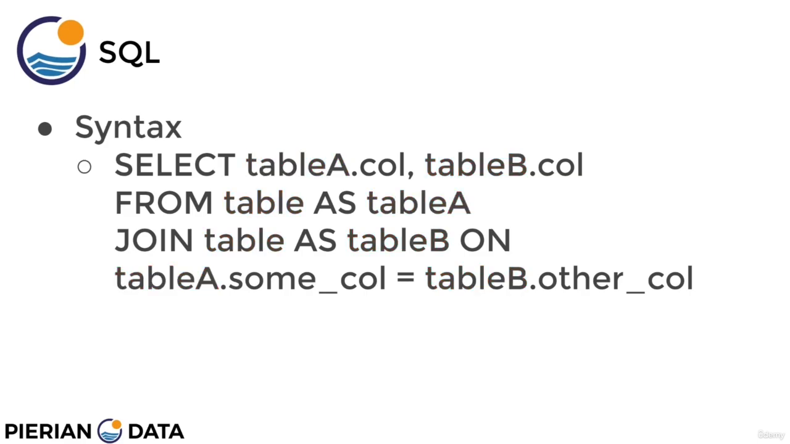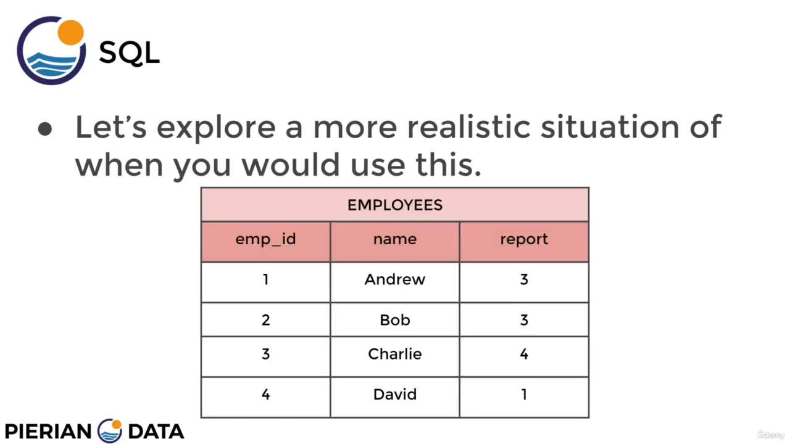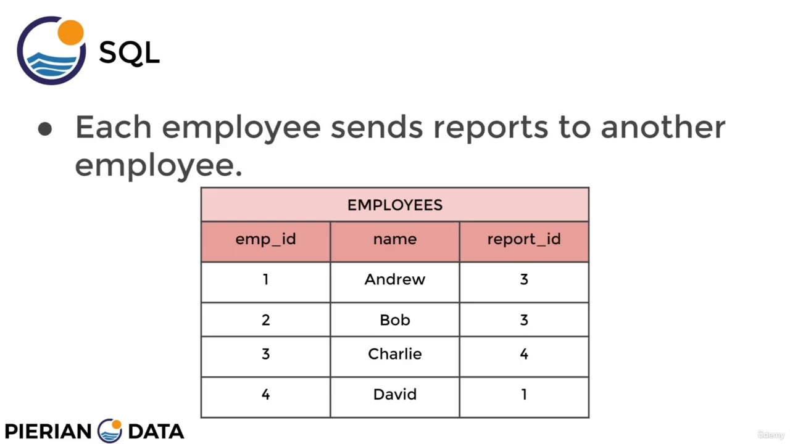Okay, so I think this is best explained through an example. So I want to show you a more realistic situation of when you would want to actually use this. Let's imagine that we have a company and we have some employees in this company. And employees have to send reports to other employees. So I have this table of employees with their primary key, employee ID, which is just a unique identifier per employee, then the name of that particular employee, and then the ID of the person they need to send a report to. So each employee sends reports to another employee.